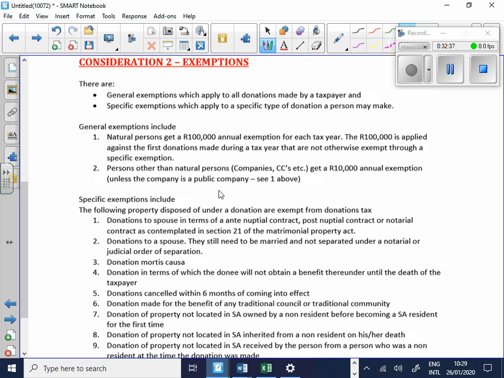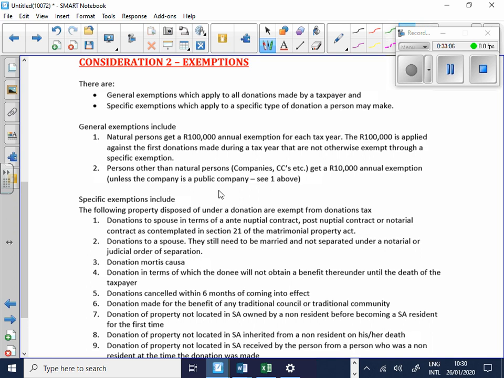Five, donations cancelled within 6 months of coming into effect. If you make a donation and you cancel it within 6 months, no donations tax. Okay, this one's a bit complicated though. Just remember, you've got to pay donation tax end of next month, so you might have to ask SARS for your money back. So if you cancel it within that like 30 to 45 day period, you don't declare it. If you cancel it after that period, you're going to have to go to SARS and tell them you've canceled it and you want your money back.